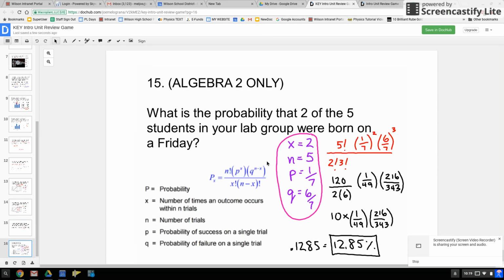The key thing is to identify all the variables. There are 5 total trials because there's 5 students. X would be 2, the fact that we're looking for 2 to be born on Friday. The probability of that outcome is 1/7, right? There's 7 days in a week. The probability of it not occurring is 6/7. And if you work through the formula, work all your numbers through, you'll get to approximately 13%.